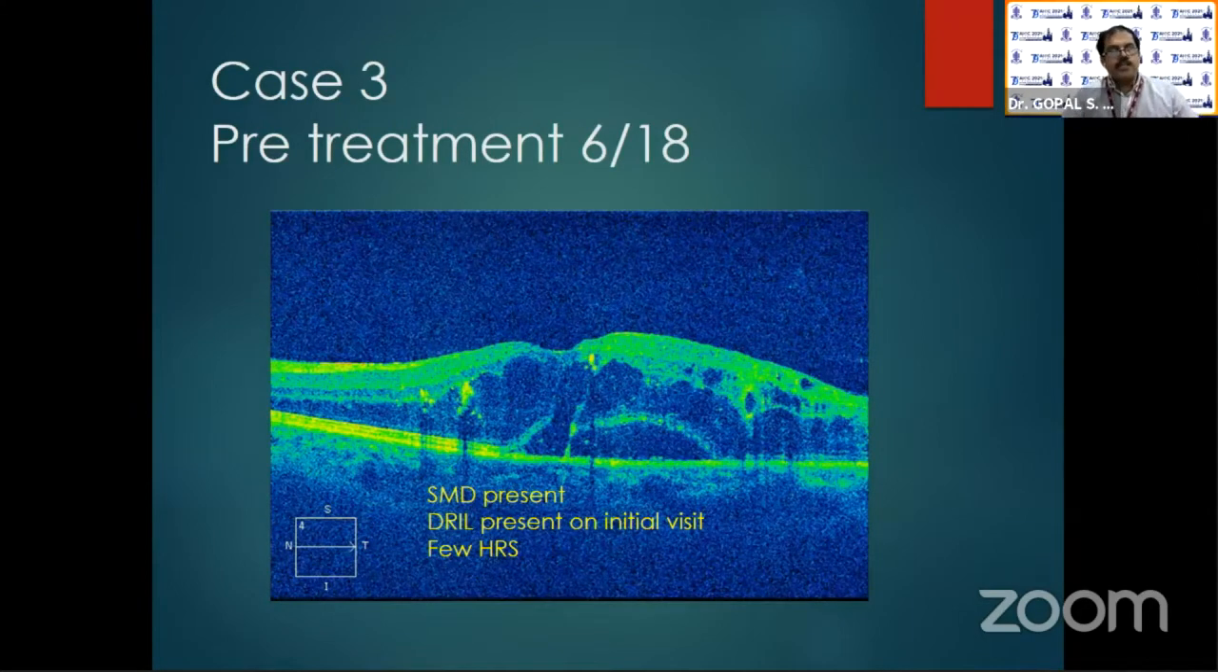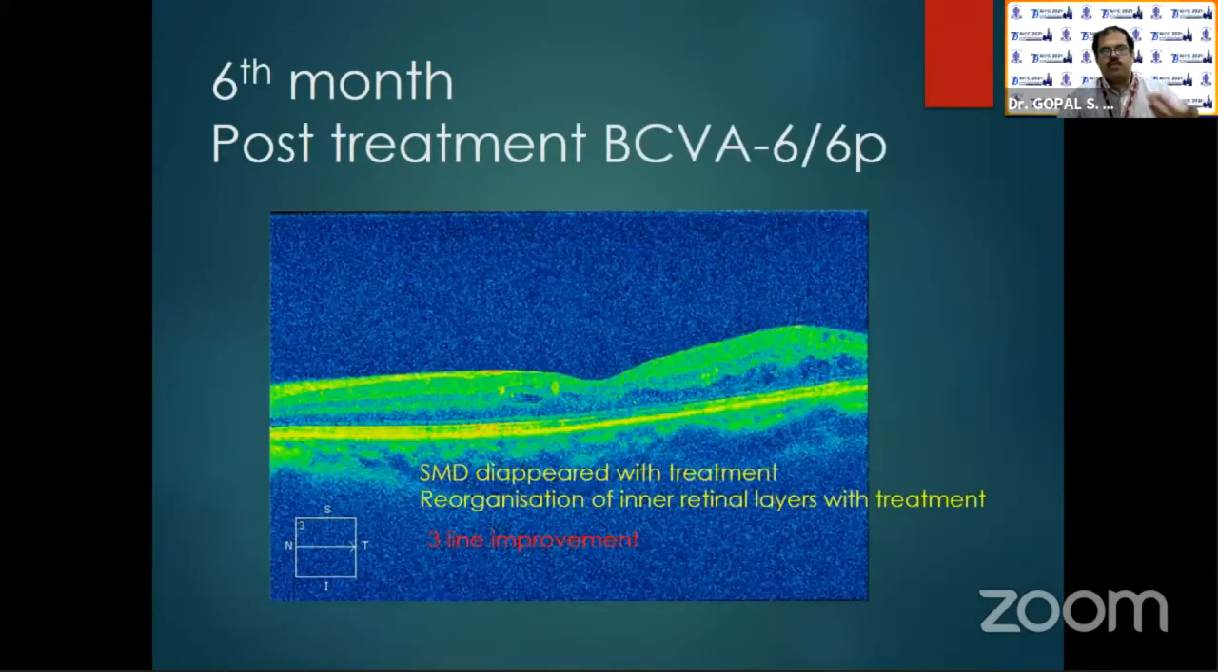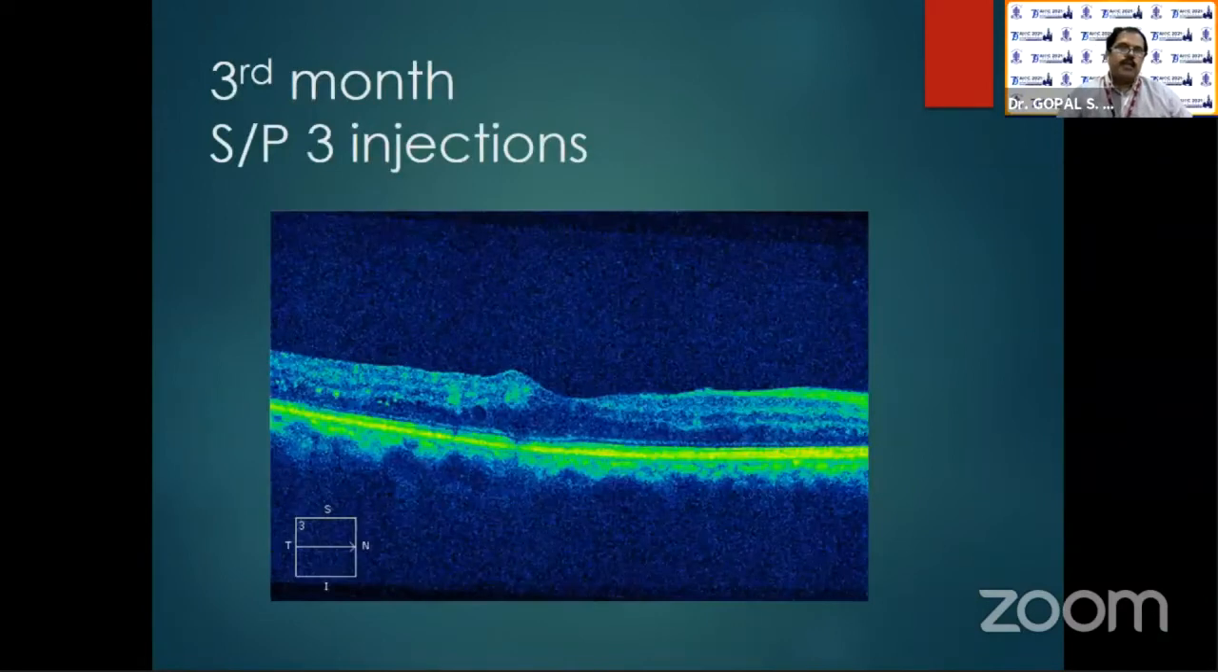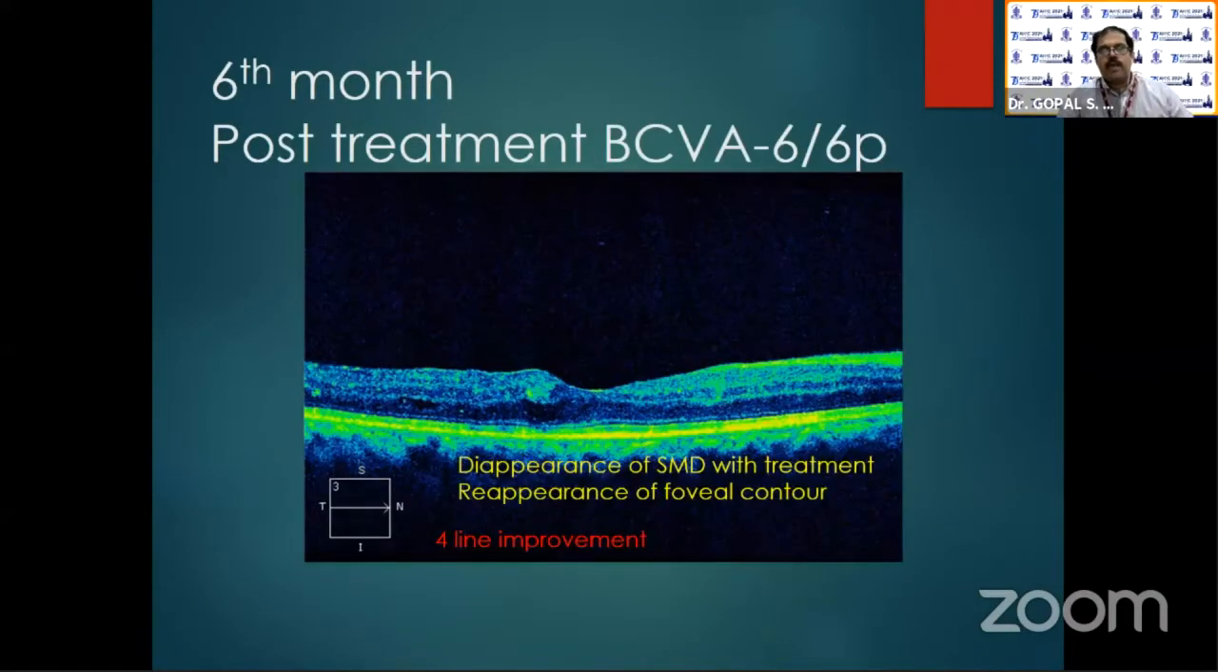Pre-treatment 6/18 with an SMD, DRIL is present, few high reflective spots, but you can see that visual acuity improved, a 3-line improvement after 6 months. Again, another case in which there was an SMD with high reflective spots, ISOS intact. Now you can see that after 6 months, there was a 4-line improvement.